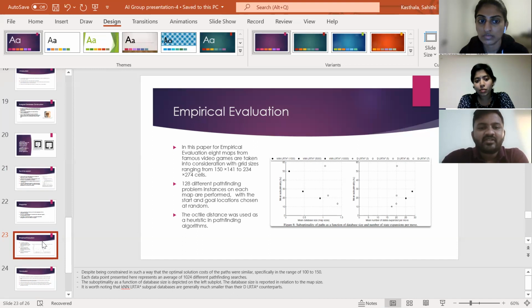They were constrained in such a way that the optimal solution costs for the paths were similar, specifically in the range from 100 to 150 usually. Each data point presented here represents an average of 1024 different pathfinding searches. The suboptimality as a function of database size is depicted on the left subplot, and on the right the database size is reported in relation to the map size. It is worth noting that KNN LRTA star subgoal databases are generally much smaller than their dynamic LRTA star counterparts.